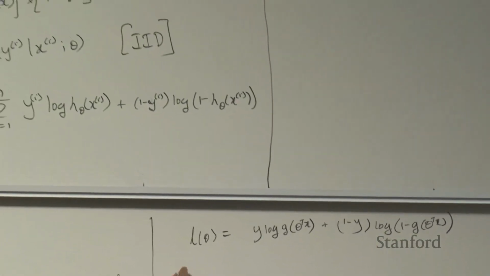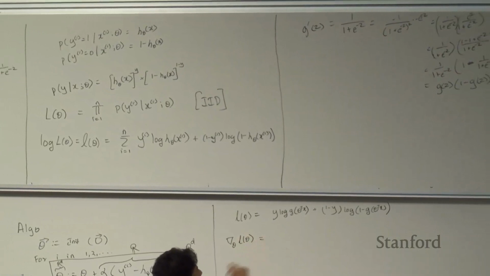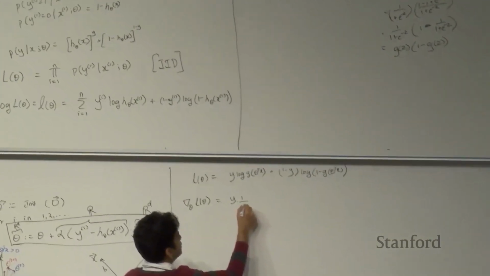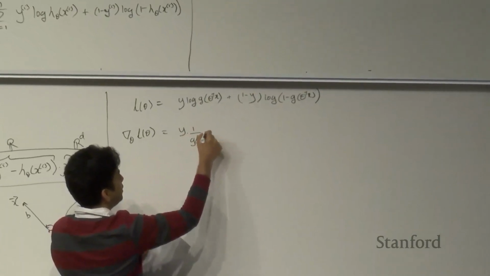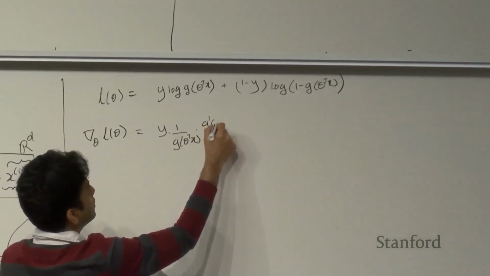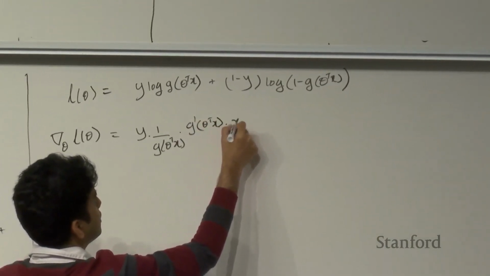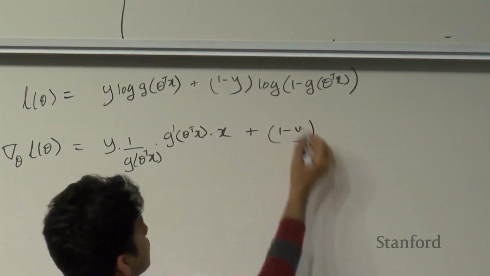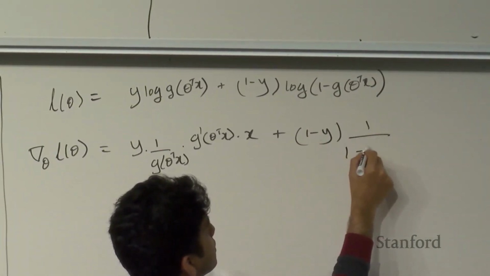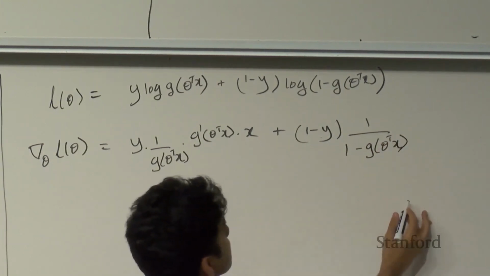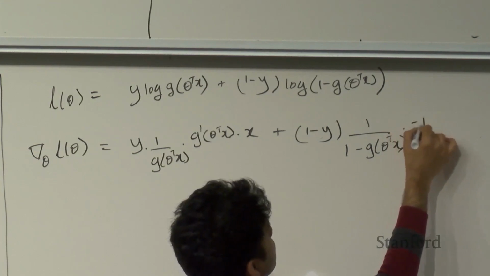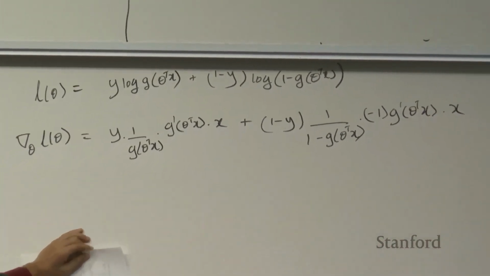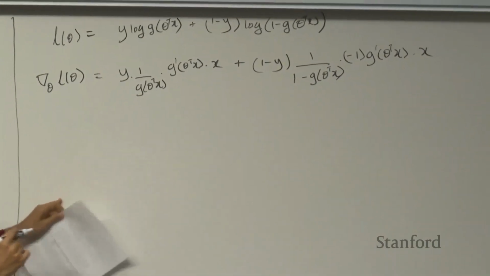And now the gradient of this will be y times 1 over g of theta transpose x, because the derivative of log of something is 1 over that, times g prime of theta transpose x times x, plus 1 minus y times the derivative of log, which is 1 over 1 minus g of theta transpose x, times minus 1 times g prime of theta transpose x times x. Okay, just the chain rule. Any questions on this? Yes?